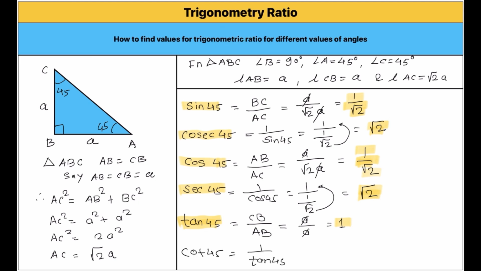Cot 45 is 1 upon tan 45. So 1 upon 1. 1 upon 1 is nothing but 1. Hence cot 45 is also 1.